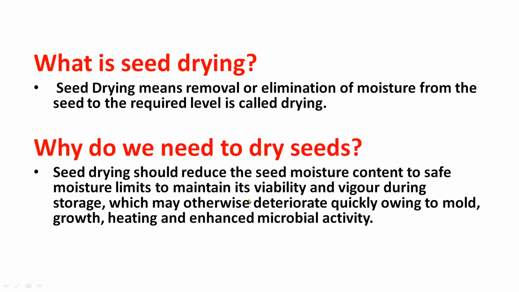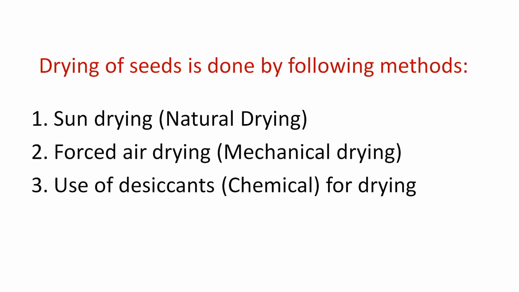Not only so, we are going to reduce the amount of microbial activity, fungal and bacterial activity in the seeds if we reduce the amount of moisture content in the seed. So next, here we have the methods of seed drying. There are three different methods: sun drying or natural drying, forced air drying or mechanical drying, and use of desiccants or chemical drying.